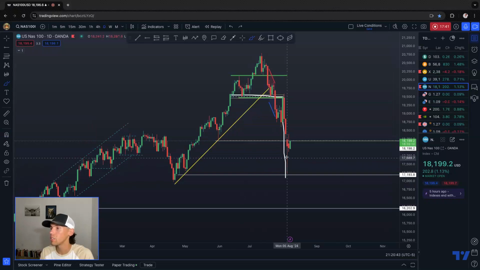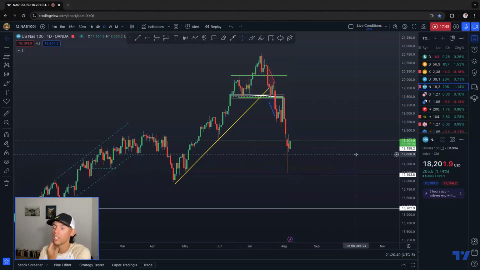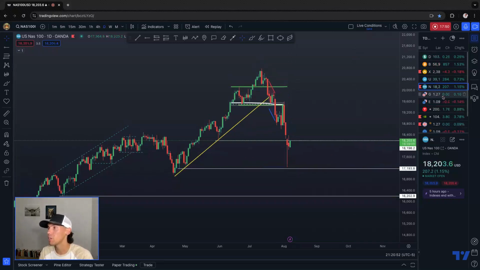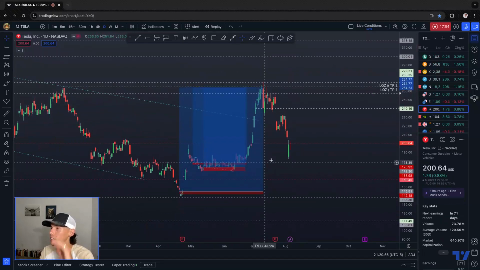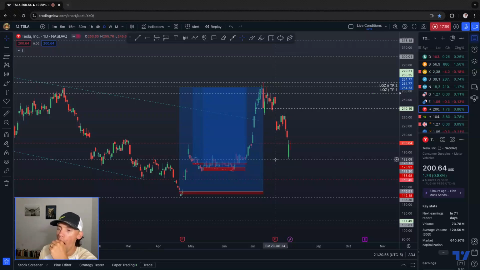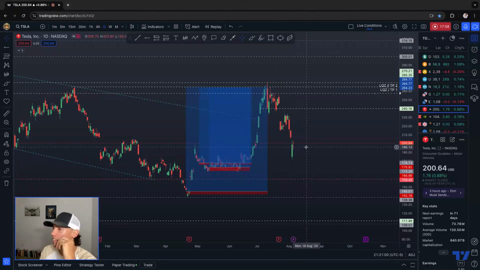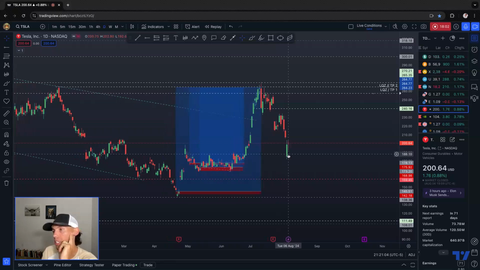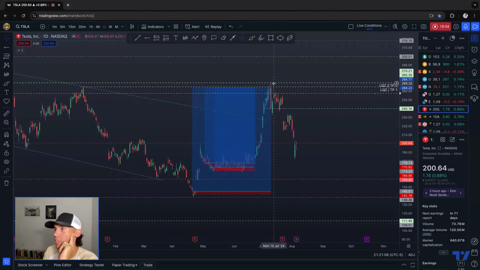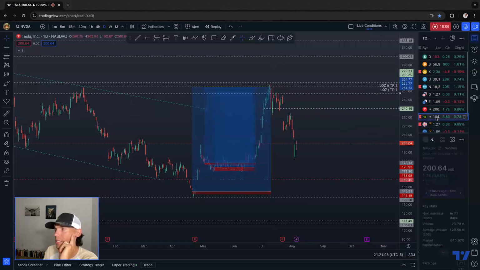NAS 100. I think it barely missed our take profit that we had. I mean, barely. So it's something I want to keep in mind as well. GBP USD, not much. Tesla. I can't believe Tesla got all the way back to 182. Crazy, especially since it was just at 270.